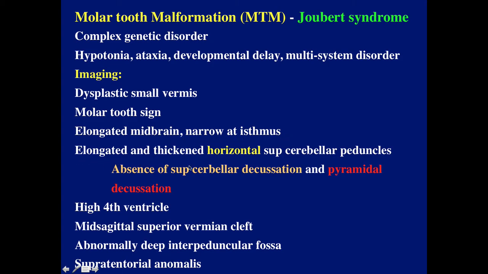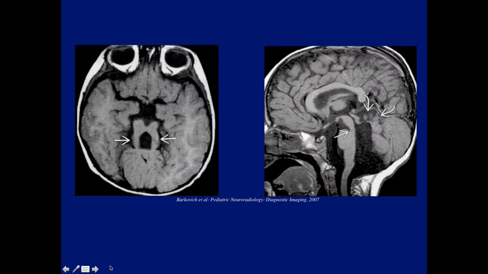isthmus, elongated and thickened horizontally directed superior cerebellar peduncles, and also absence of the superior cerebellar decussation and the pyramidal decussation. Additionally, there's a high fourth ventricle, a vermian cleft, abnormal deep interpeduncular fossa, and some other supratentorial anomalies. Here again is the same patient showing the molar tooth sign and the hypoplastic cerebellum and the very narrow isthmus of the midbrain.